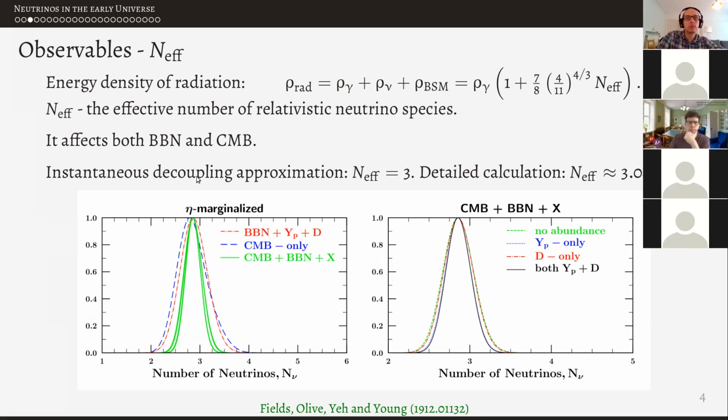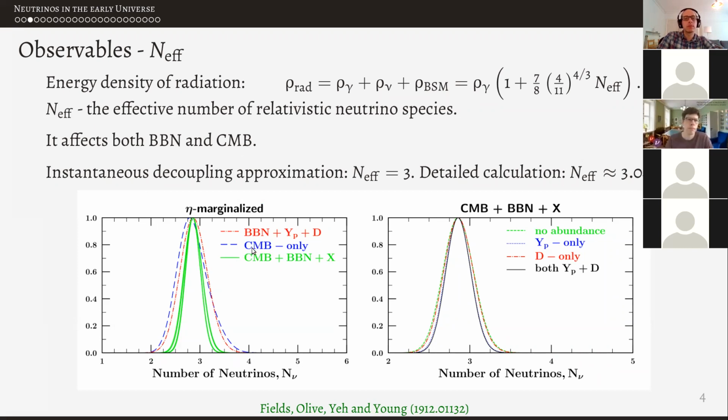These constants mean that if we take the simplest calculation of N effective, what is called the instantaneous decoupling approximation, then we get that the effective number of relativistic neutrino species is equal to 3. However, if one performs a more detailed calculation, then the actual number is 3.044. The value of N effective affects both BBN and also the cosmological microwave background, because it changes how the universe evolves simply because of the contribution to the total energy density of the universe.